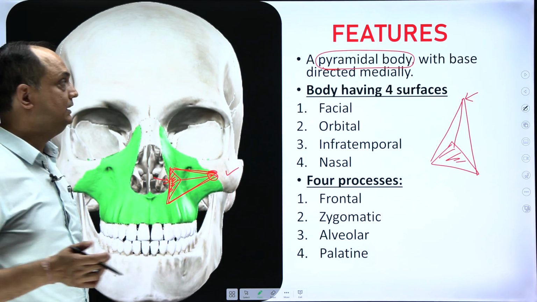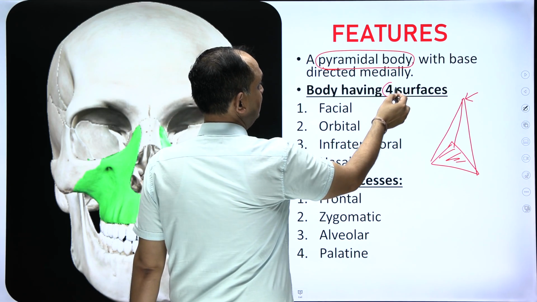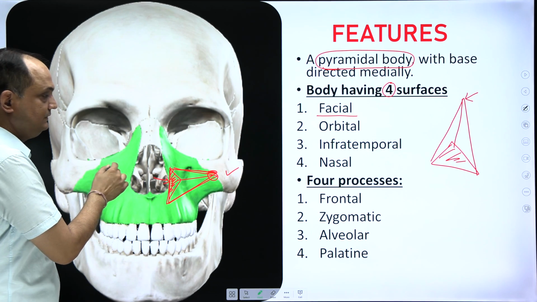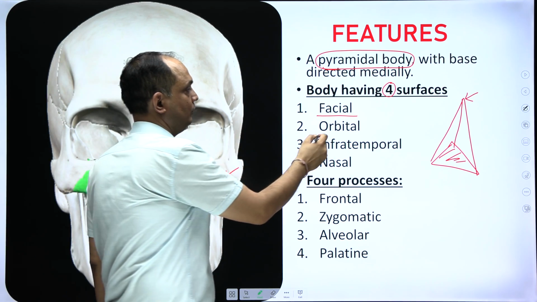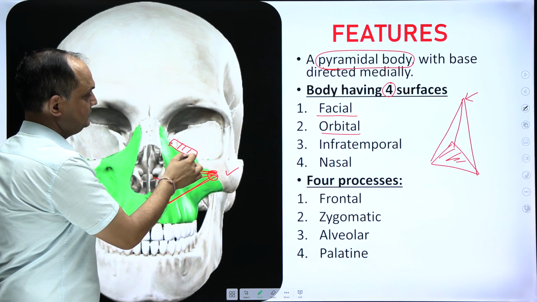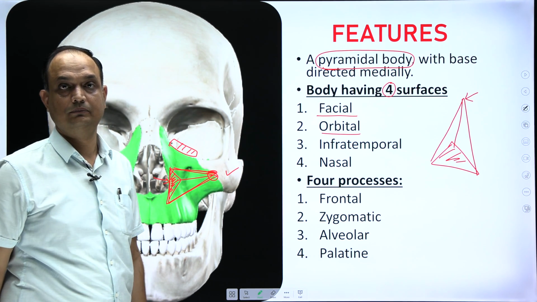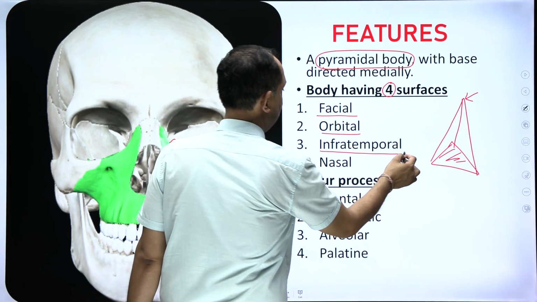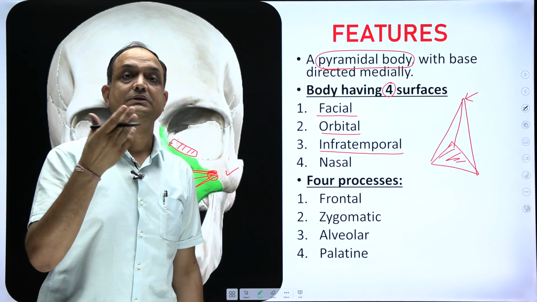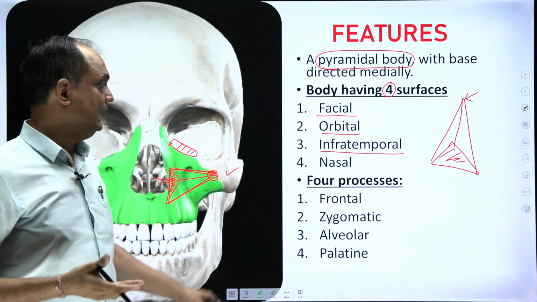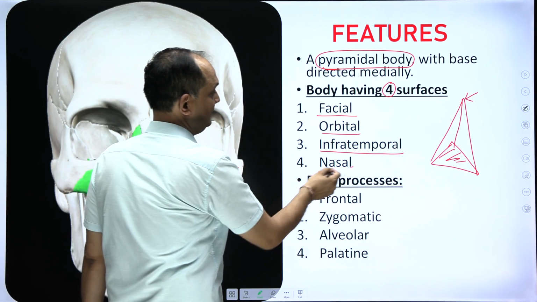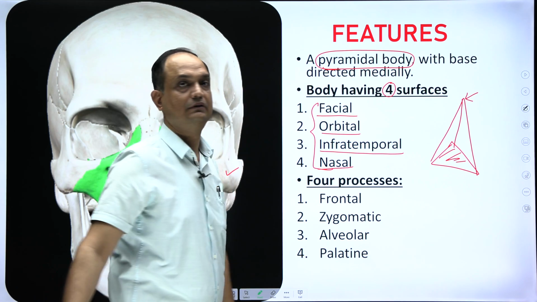Now, this body has four surfaces. These are the facial surface, which is the surface visible anteriorly. Then you will have the orbital surface, which is the superior surface entering into the orbit, where it forms the floor of the orbit. The infratemporal surface is the posterior surface, an important surface which lies behind the maxilla. And you will have the nasal surface, which is the medial surface of the maxilla. So these are the four surfaces of the maxilla.